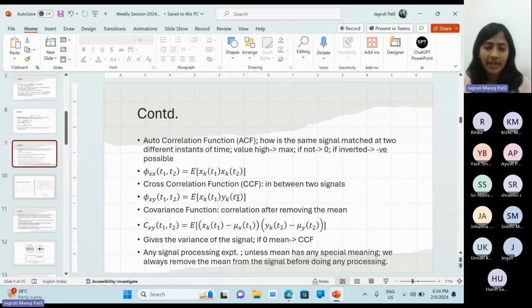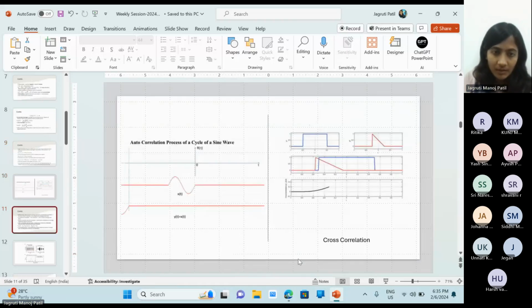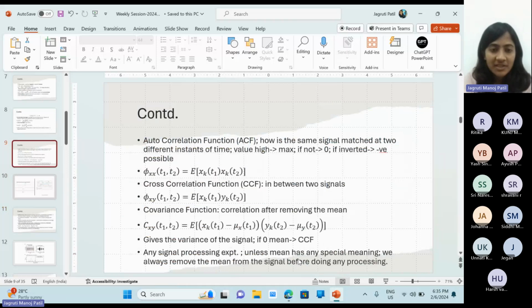But there's something else apart from autocorrelation and cross correlation, called the covariance function. In the covariance function, you just remove the mean from the cross correlation function. If the mean of both of these signals is 0, which might not be the case, then it will mimic the cross correlation function. So the first thing that we saw is that unless the mean has any special meaning, we always remove the mean from the signal before doing any processing. Are these definitions fine for all of you? We'll be having some examples on the same. Knowing autocorrelation and cross correlation is something you should know.